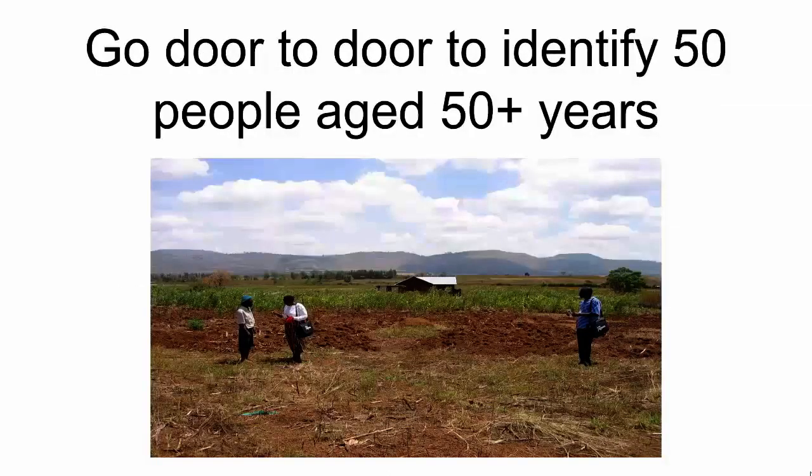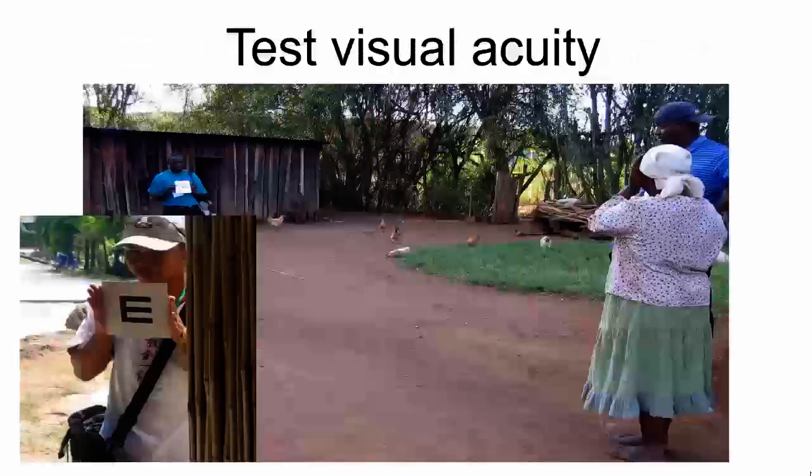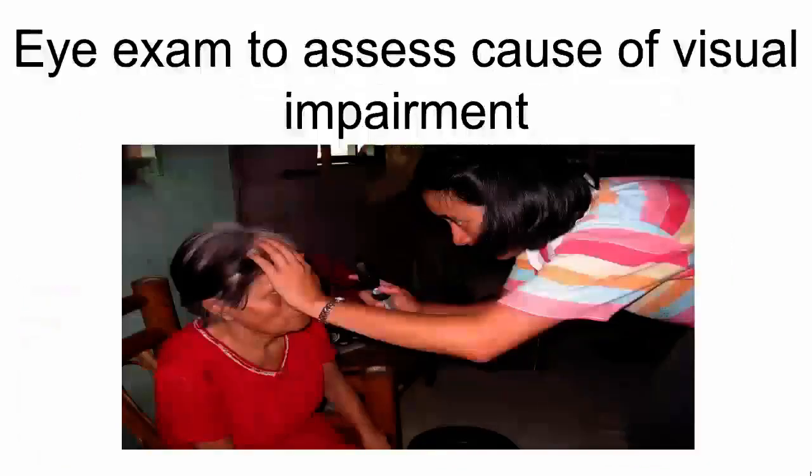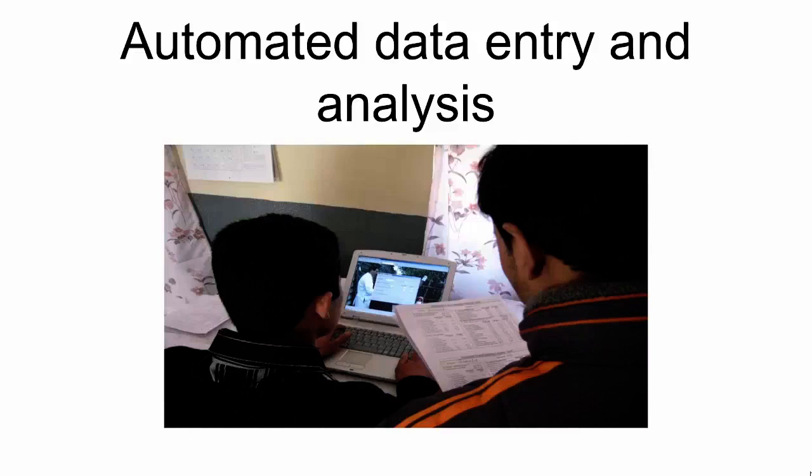So the survey team within each cluster go door to door to identify 50 people aged 50 years and above. Each identified participant has their visual acuity tested using a simplified Snellen E-chart. This tells us who has visual impairment and the level of severity of their visual impairment. Any participant who's found to have visual impairment undergoes an eye examination to assess the cause of that visual impairment. And finally, there is an automated data entry and analysis package, so the data from the RAAB are quickly available.